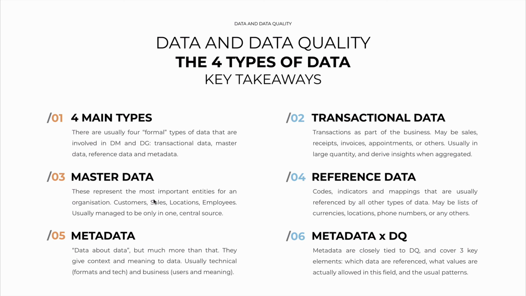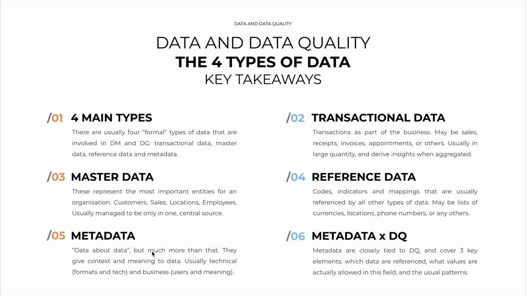Then come master data. These represent the most important entities in an organization: customers, sales, locations, employees. They're usually managed so that they're only in one central source. Then we have reference data. These are codes, indicators, and mappings that are usually referenced by all other types of data possibly. They may be lists of currencies, locations, phone numbers, product hierarchies, or any other that makes sense to be referenced.